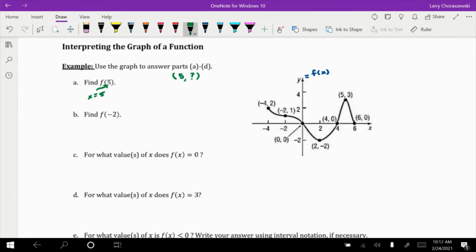Is there a point on the graph with an x coordinate of 5? And if so, what's the y coordinate? Three. Yep. So this point right here is where we'll get our answer from. It has the x coordinate of 5, and that 3 right there, in the context of functions, is what f of 5 is equal to. So our answer here is 3.